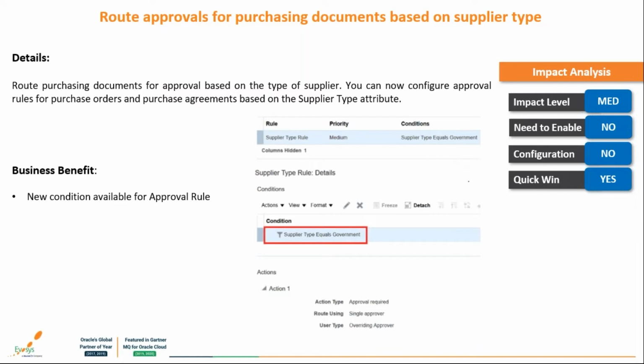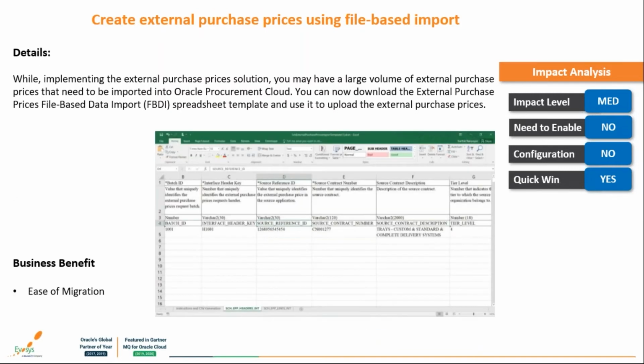The next feature is create external purchase prices using file-based data import. It is called FBDI. Create a large volume of external purchase prices using the external purchase prices file-based data import feature. You may have a large volume of external purchase prices to import into Oracle Procurement Cloud while implementing the external prices solution. The external purchase prices FBDI spreadsheet template is now available for download, and you can use it to upload the external purchase prices.